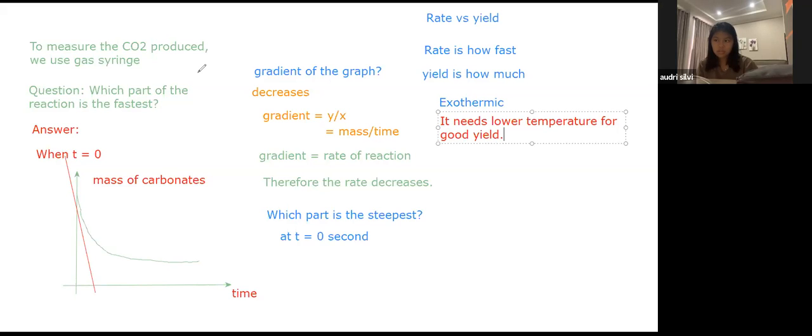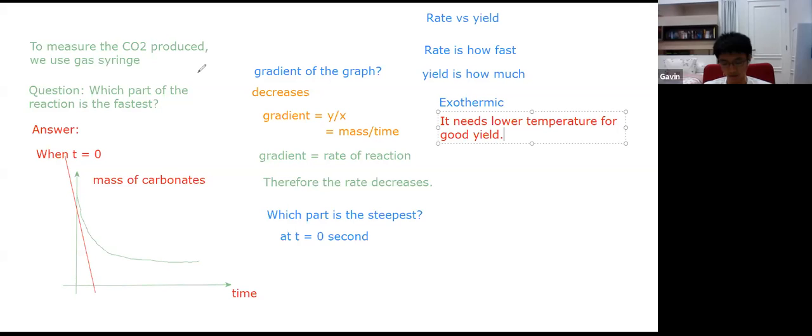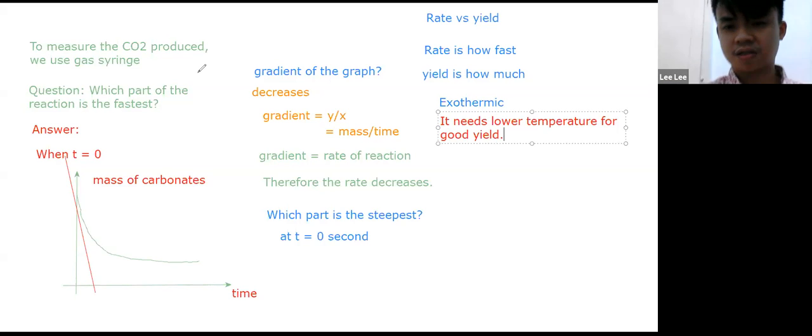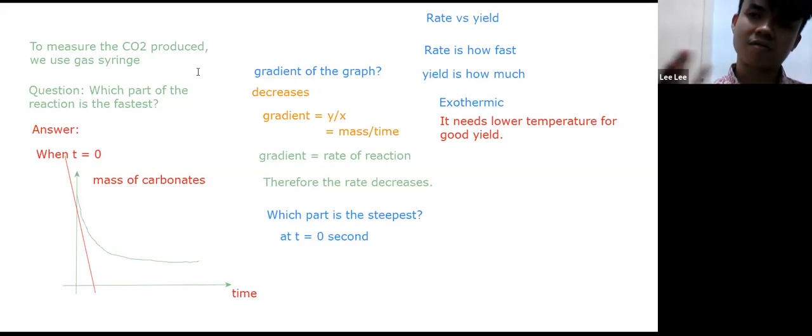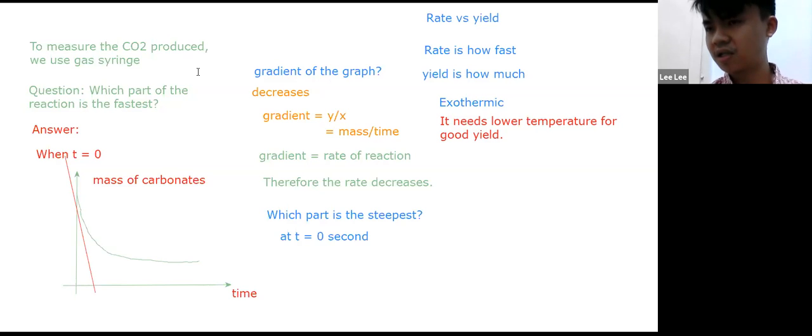So melting is endothermic. Melting needs heat. Freezing is exothermic. So to support the exothermic reaction, the temperature that you have to give has to be low, because it needs to release heat. So you have to keep the temperature low to support the exothermic reaction.